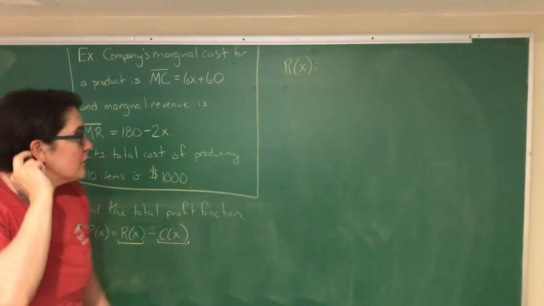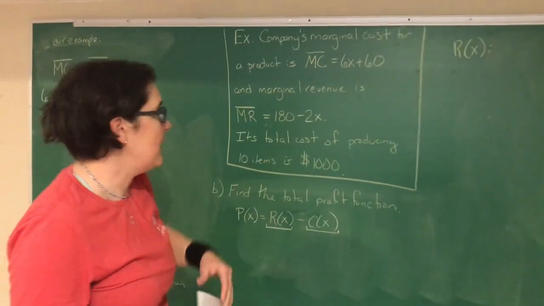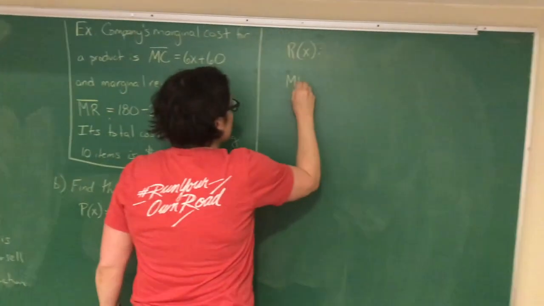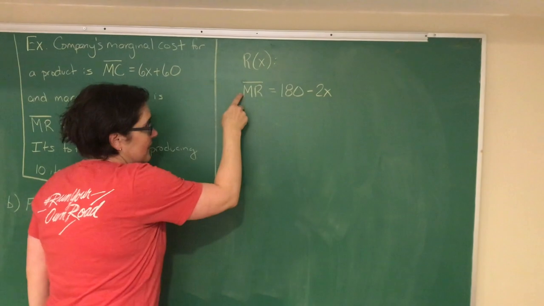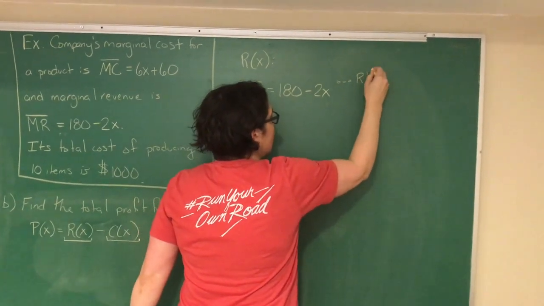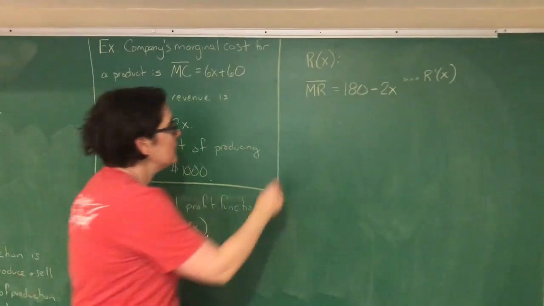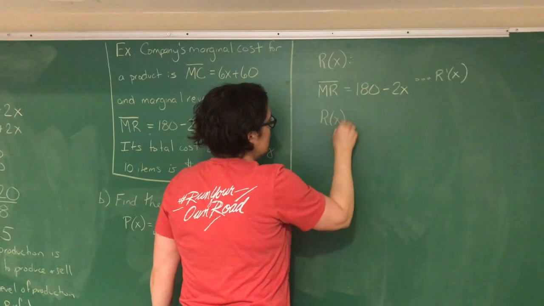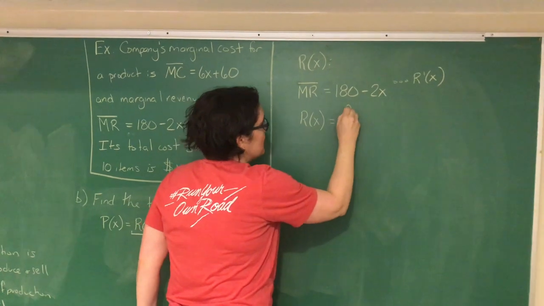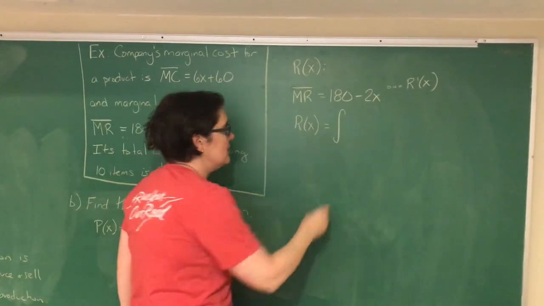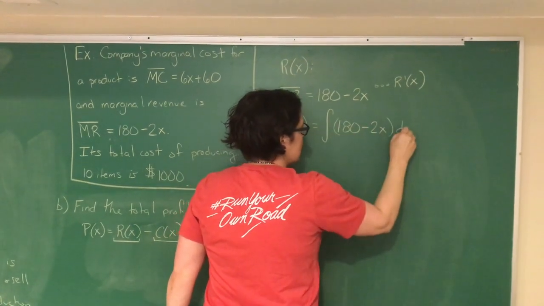So for our revenue function, the information that we're given in the problem is that marginal revenue is 180 minus 2x. So we know that marginal revenue is 180 minus 2x. That's like saying R prime of x is equal to 180 minus 2x. So if we want to find the original revenue function, we want to find the antiderivative of 180 minus 2x. So our revenue function is the integral of 180 minus 2x dx.